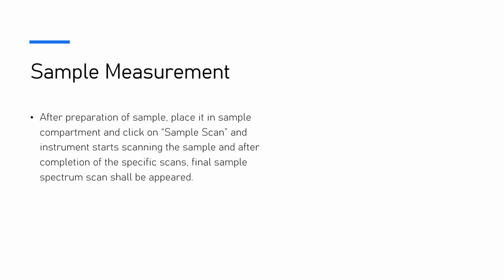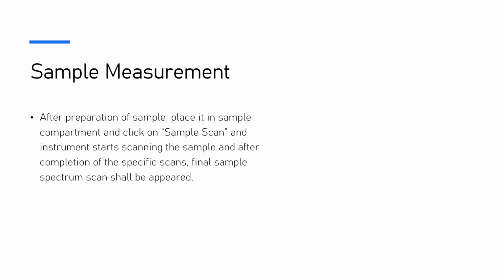Once you finish your background measurement, then the sample measurement can proceed. After the preparation of the sample, either you will use the direct sample with the help of ATR, or you will make the pellet, keep that pellet into the pellet holder and put it into the FTIR instrument.